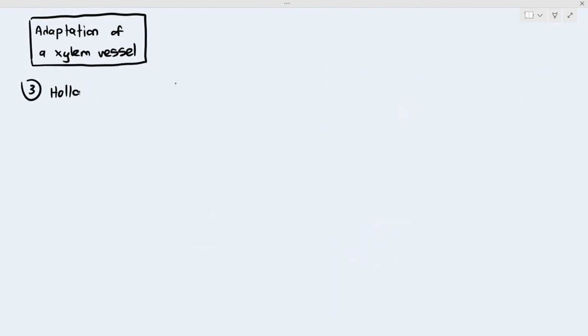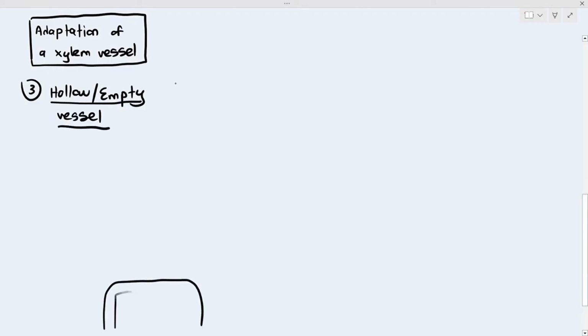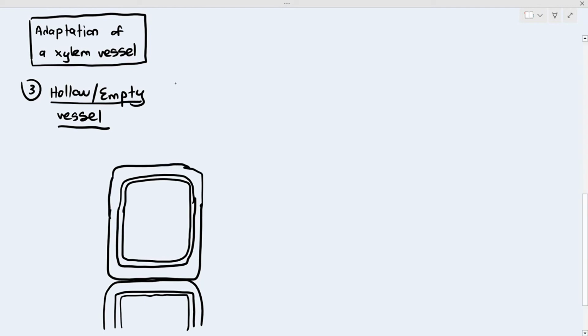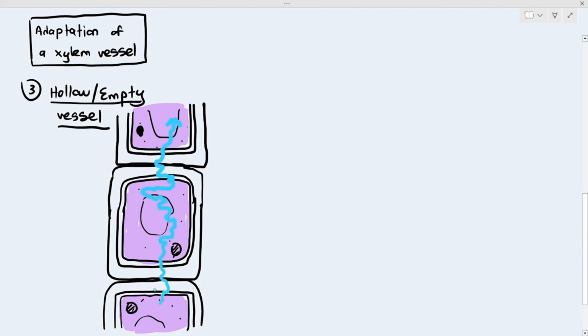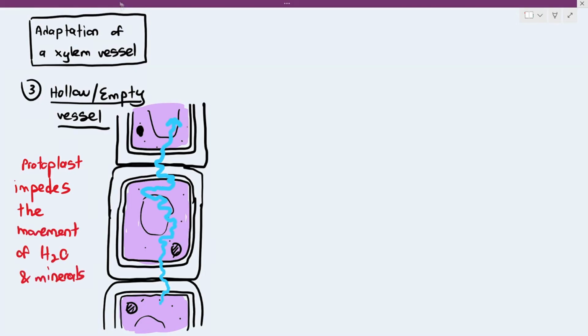And the third very important thing is the fact that the xylem vessel is a hollow and empty vessel, which means to say there's no protoplasts blocking the pathway of the water and minerals. Imagine if I'm just drawing out three plant cells here. You can see the water and minerals moving through the cell by osmosis, but the substances will have difficulty because the protoplast, which is the living parts of the cell, the cytoplasm, cell membrane, organelles, will impede the movement of water and minerals. That means the water and minerals can move upwards, but they'll have great difficulty moving upwards because there's a lot of resistance.